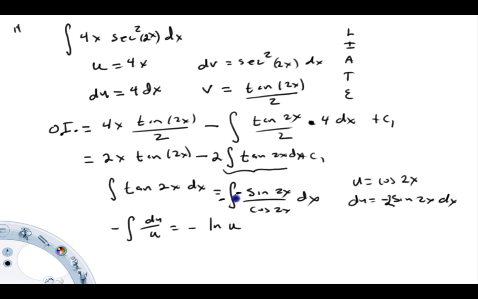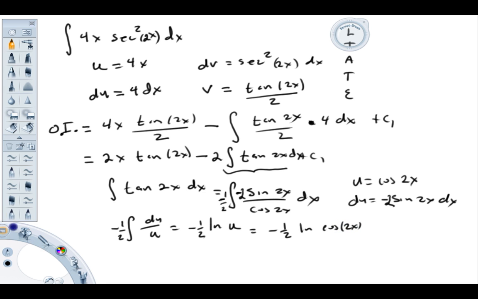And then we're going to want to do that. This has a minus 1/2 in front of it. Okay, so this is going to be minus 1/2 times natural log of cosine of 2x. Whoops, and I should not put equals. Those are different integrals. All right, so now we have to kind of put this whole thing back together again. This part, integral tangent of 2x dx is equal to minus 1/2 natural log cosine of 2x.